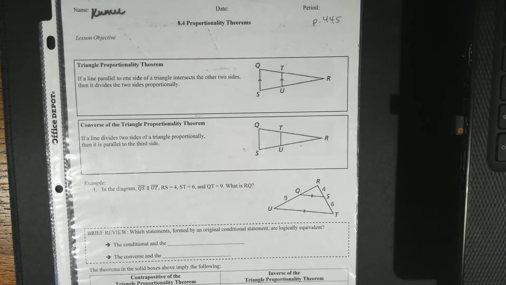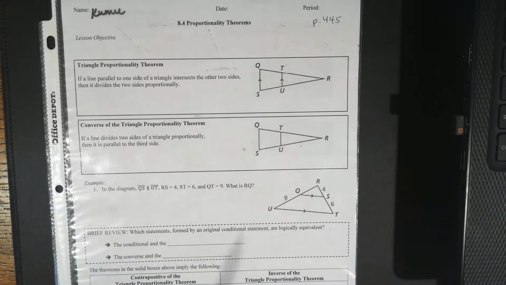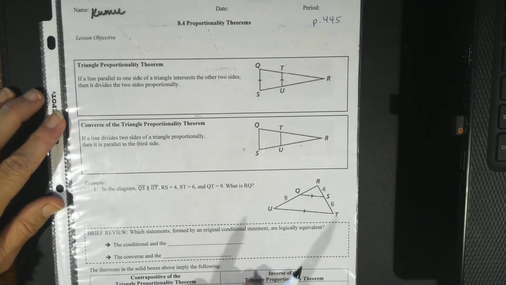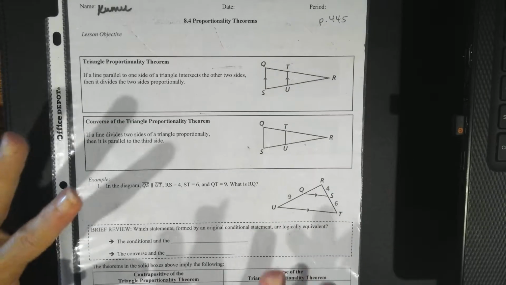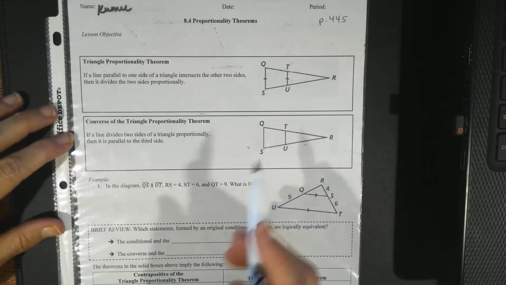Okay, so if we start over here, we're on 8.4, Proportionality Theorems, and it's on page 445. That's where it starts if you'd like to follow along. There's actually 3 theorems, 1 theorem and its converse, plus 2 other ones. And again, like I said, they're going to look very familiar to what we did the last couple of weeks. They're slightly different, so you may have a hard time keeping them straight from the other ones. I will try to help you with that.